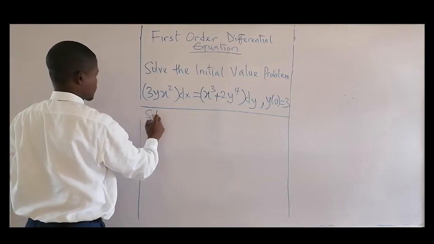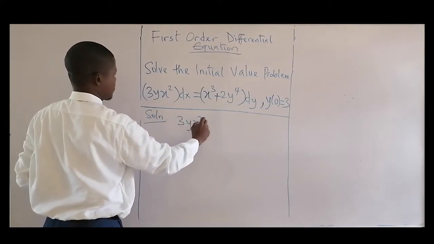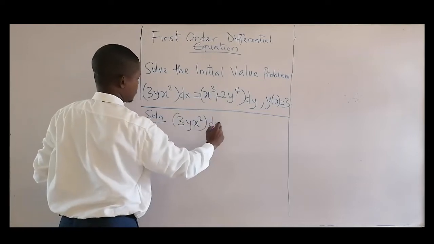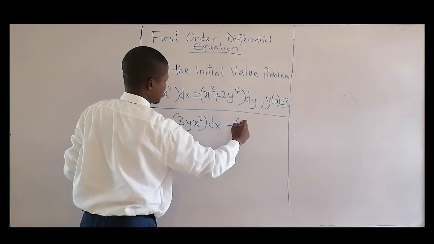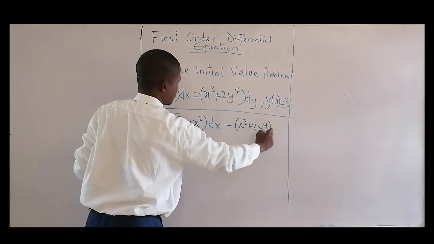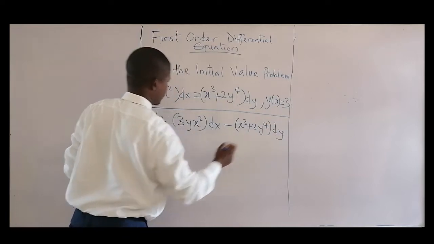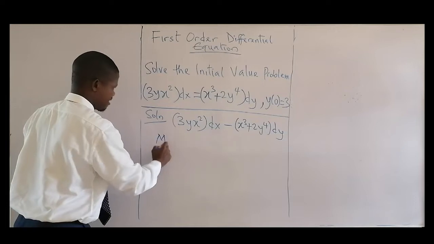That will be equal to 3y x squared dx. Move this one to the other side, and that will be equal to minus, in brackets, x cubed plus 2y to the power 4 dy. But if you look at this, the standard form is of this form.